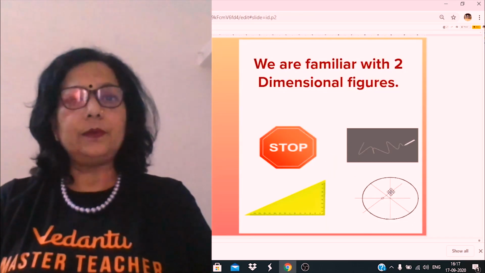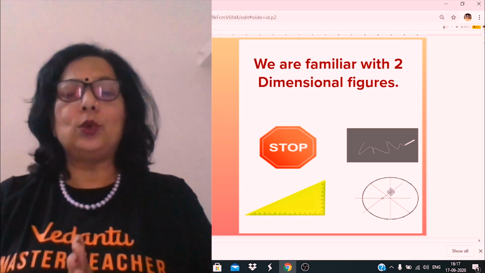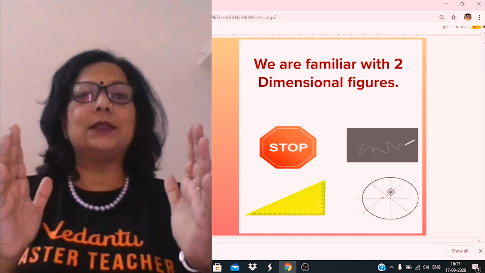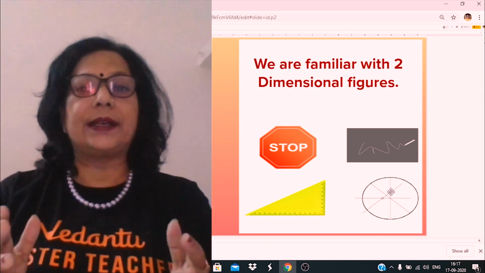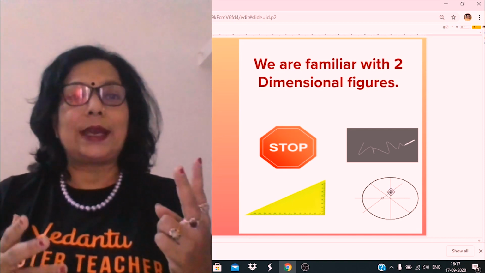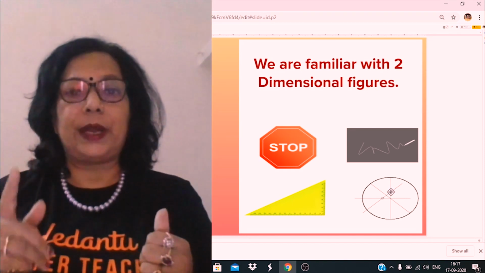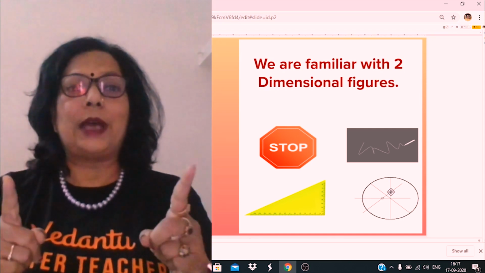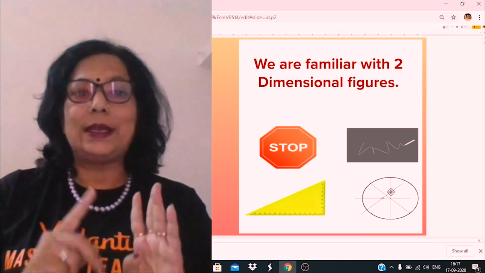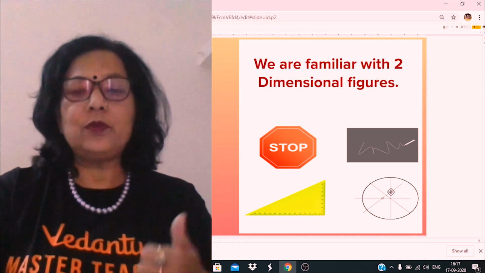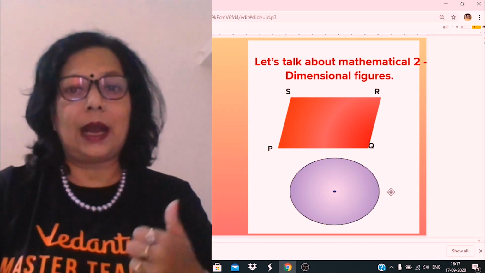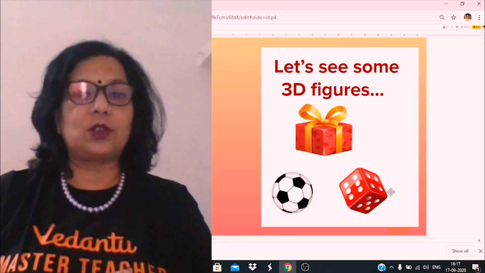As you all are familiar with two-dimensional figures, from class 4 and 5 you start studying rectangle, square, circle, triangle. When you find the area of a rectangle, you need two things: one is length and the other is breadth. Since you are taking two quantities, length and breadth, and dimension is the measurement, these figures are called two-dimensional figures. Similar is the case with the parallelogram and the circle; they are all two-dimensional figures.